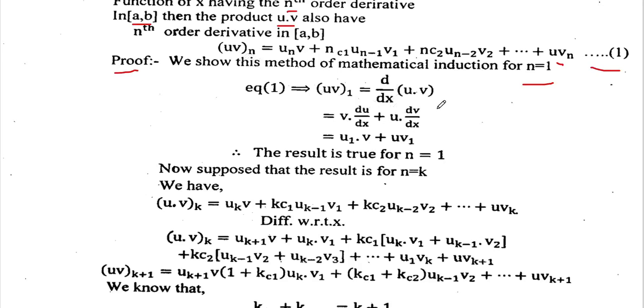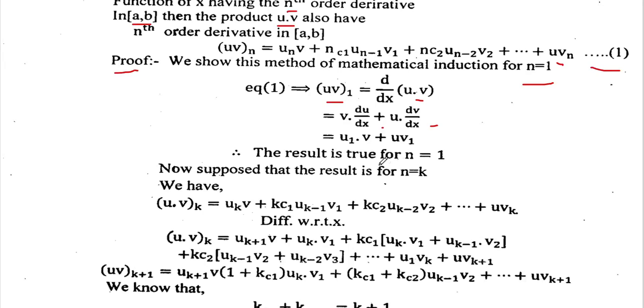uv. What is the meaning of this? First derivative of this term. So 1 means differentiation with respect to x. Okay, so by using the product rule, our general product rule, second function into derivative of first function plus first function into derivative of second function.